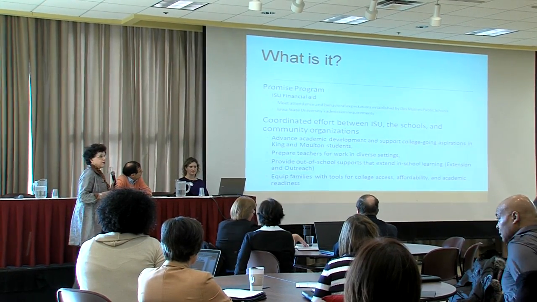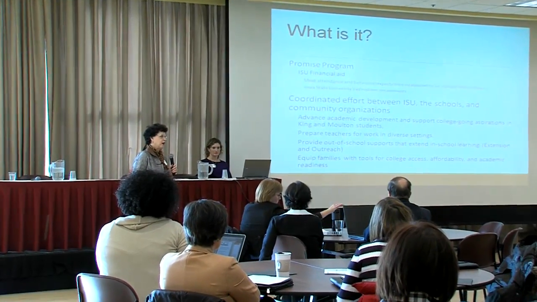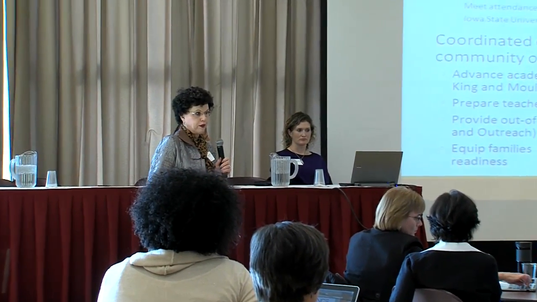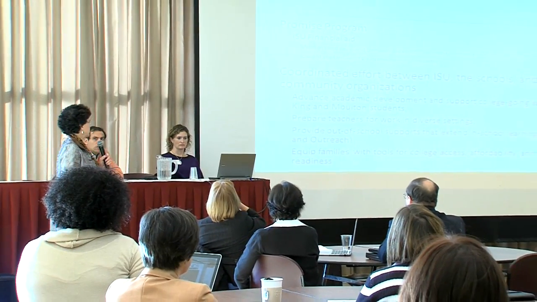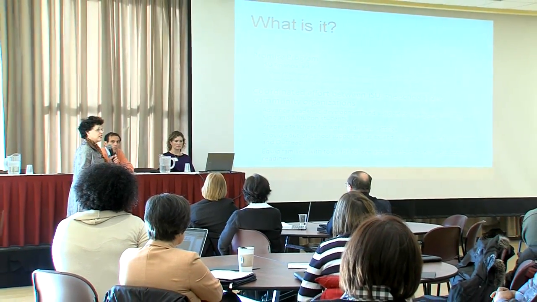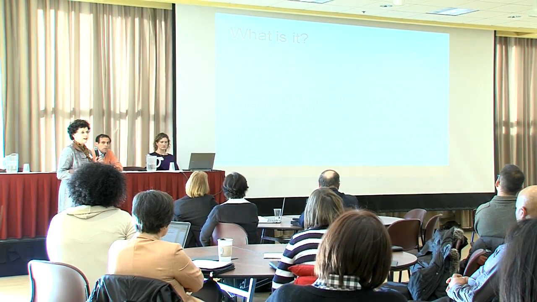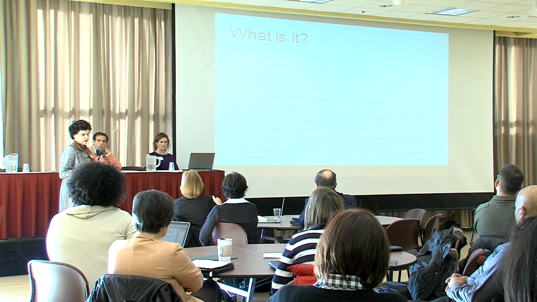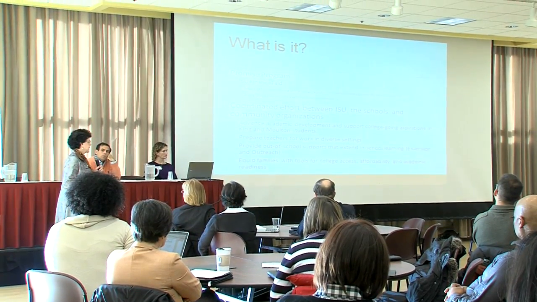What is it? The King Moulton project really has two main parts. A big part is a Promise program. The Promise program is that if students who graduate from King and Moulton schools fit the criteria, they will get a free ride in terms of tuition and fees at Iowa State University when they graduate. I'll talk a little bit more about that in a moment. But that's only a piece of it. There's also a concerted partnership between Iowa State and these two schools and Des Moines Public Schools to not just provide scholarships, but to provide an arena where students are learning about what it means to be a college student and are getting academically prepared.